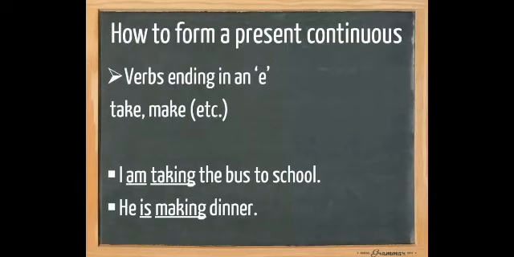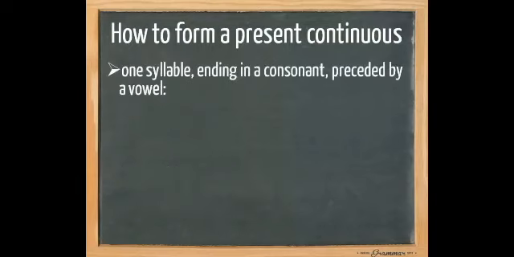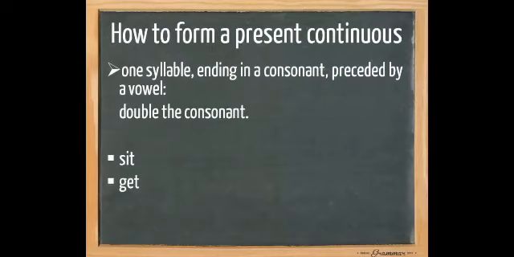He is making dinner. We also need to pay attention to verbs that have one syllable, end in a consonant and are preceded by a vowel, because they double the consonant. For example, these verbs are sit, get, and run. Take a look at the sentences.